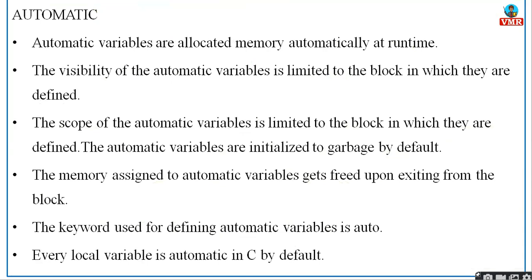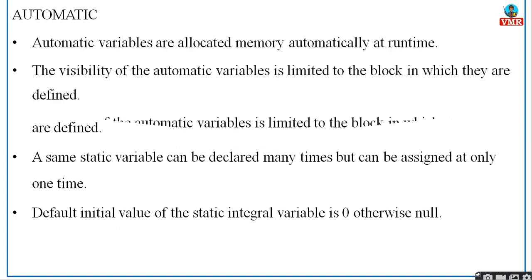Automatic. Automatic variables are allocated memory automatically at runtime, and their visibility is limited to the block in which they are defined. The scope of automatic variables is limited to the block in which they are defined. Automatic variables are initialized to a garbage value by default. The memory assigned to an automatic variable gets freed upon exiting from the block. The keyword used for defining automatic variables is auto. Every local variable is automatic in C by default.